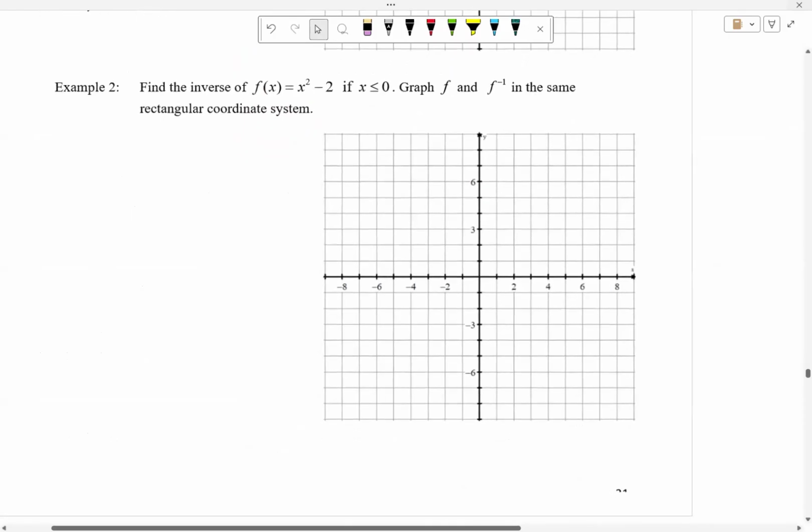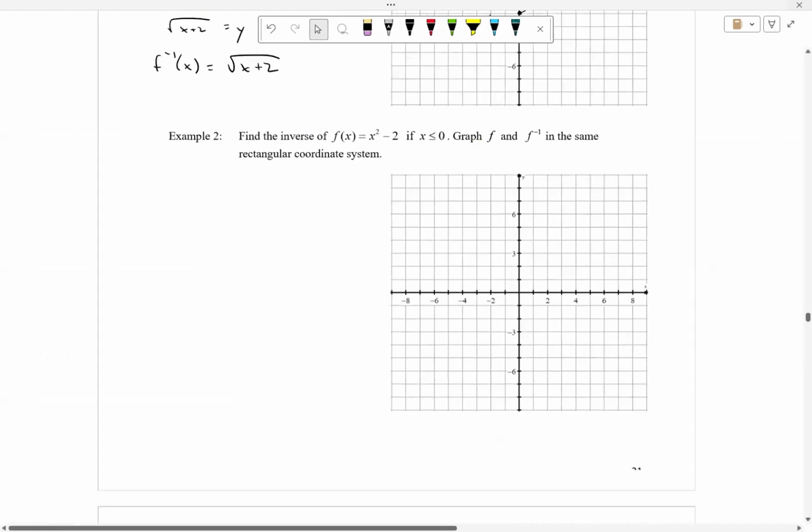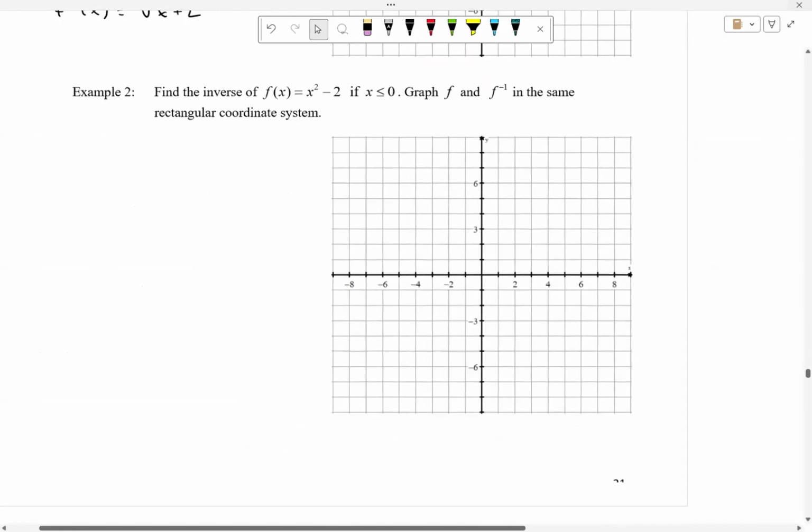Try example 2. Oh, is this the same thing? Yeah. Discuss with the neighbor.